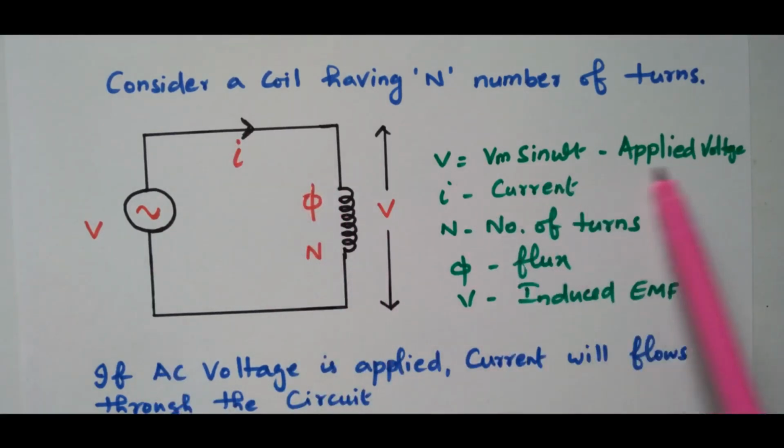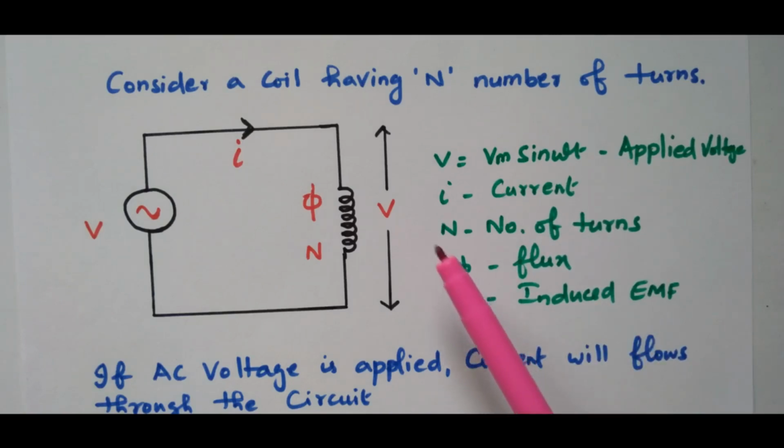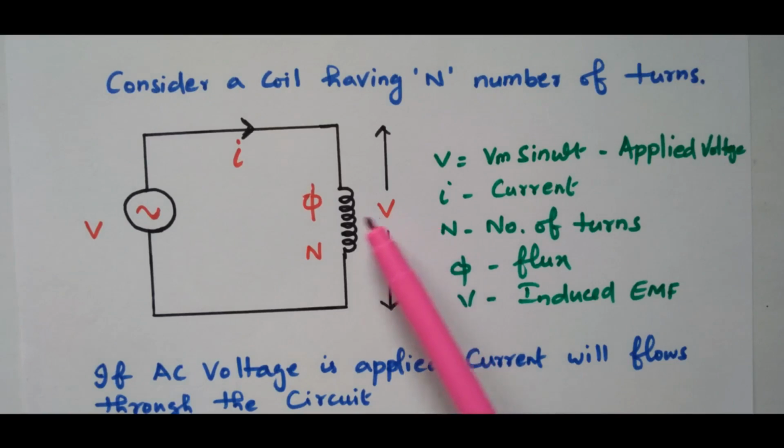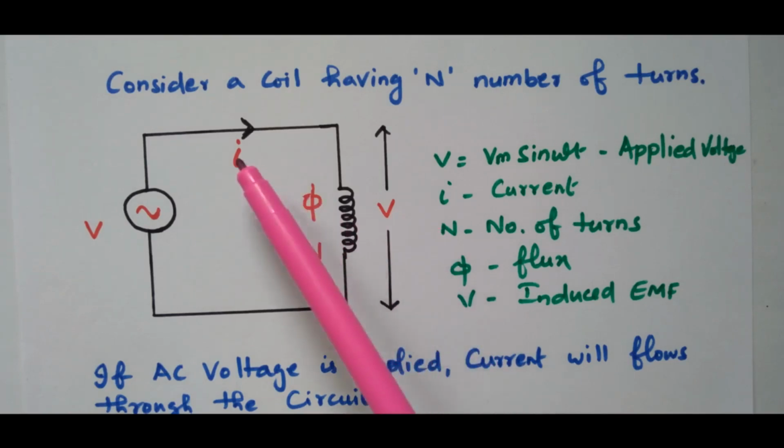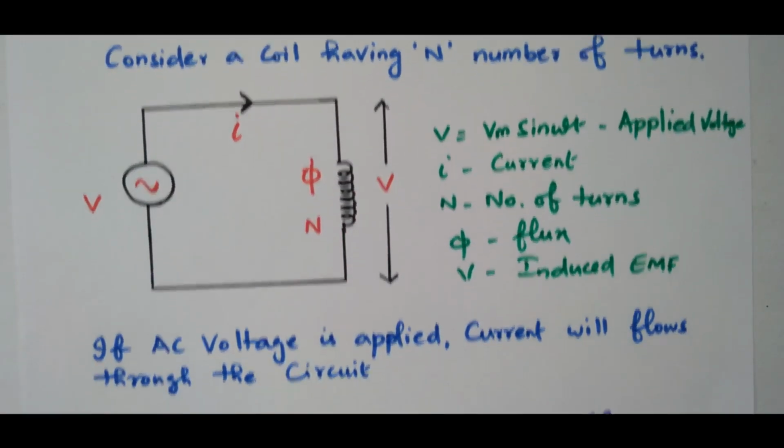Right? So their details are given here. V equal to Vm sin omega t. I is the current. N is the number of turns. Phi is the flux. V is the induced EMF. Now, we will see the derivation. What is the self-inductance of the coil, right? So we need to remember two things. This V depends upon flux as well as current, right? So the description is given.